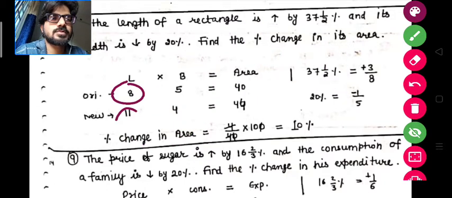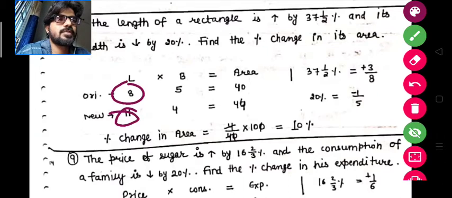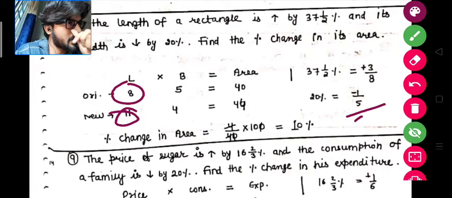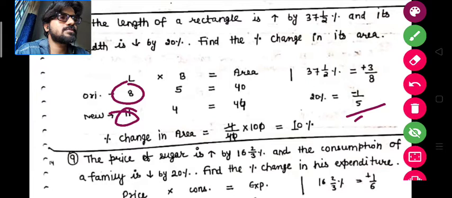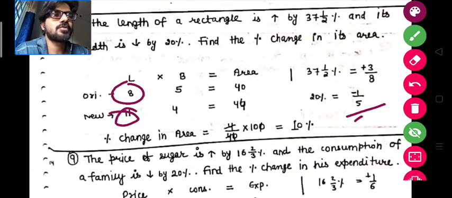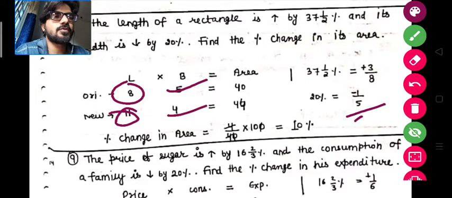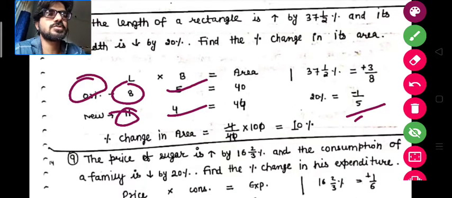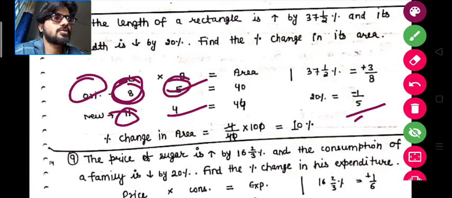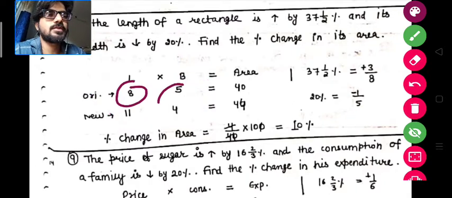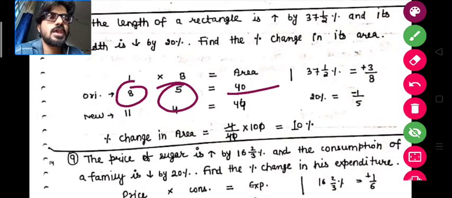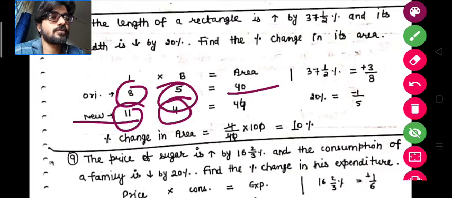Again, the breadth is decreased by 20%. The denominator part is always the original number. Decrease by 20% means minus 1 out of 5. So earlier it was 5 and now it is 4. You know that length into breadth is the area. So the original area is original length and original breadth, that is 8 into 5, 40. And the new area is new length 11 and new breadth 4, that is 44.